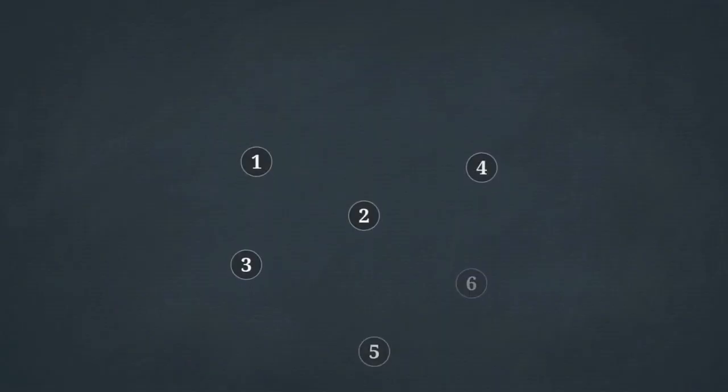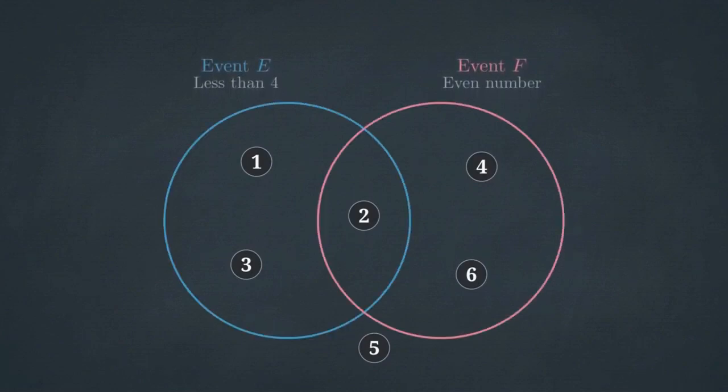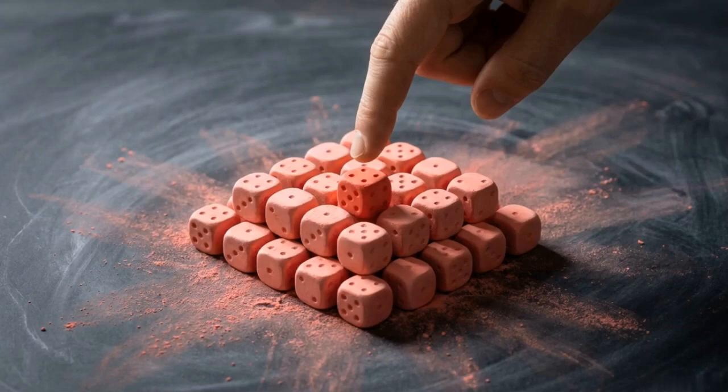We can construct compound events from these points. Let event E be rolling a number less than 4. Let event F be rolling an even number. Notice that the number 2 exists simultaneously in both sets. This shared space is the intersection of the two events. Our goal is to find the mathematical union of these sets. We want the precise probability of rolling a number in event E or event F.